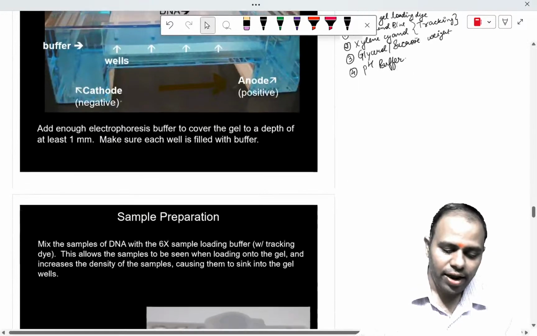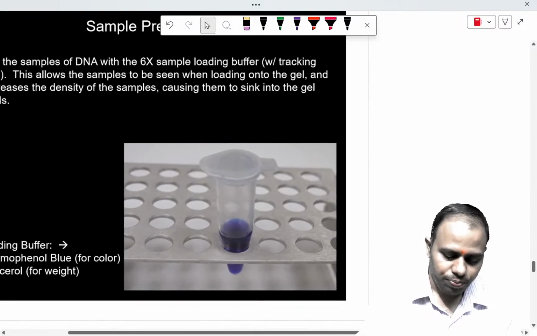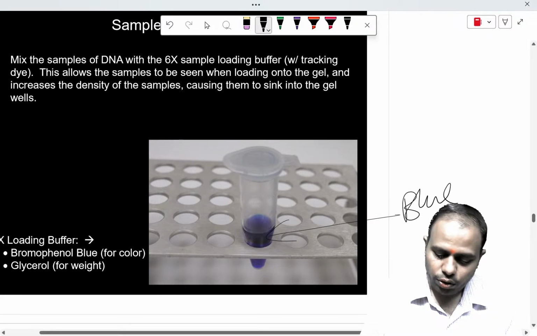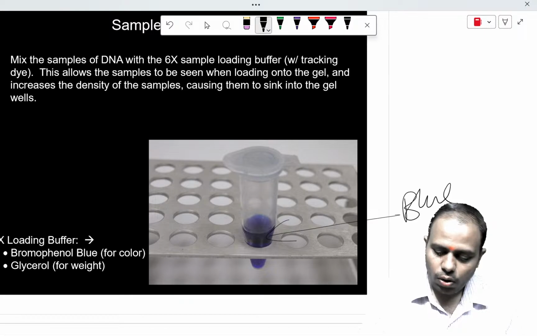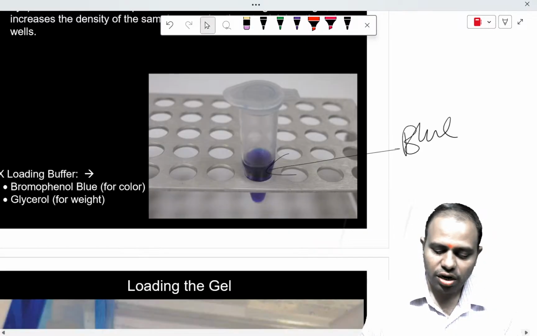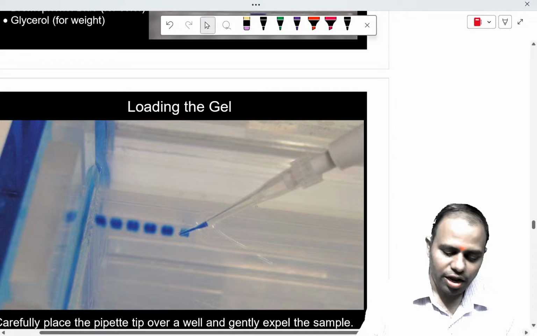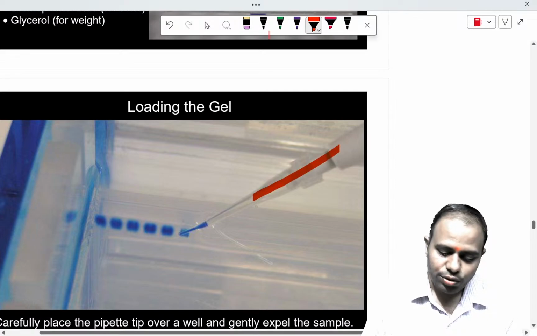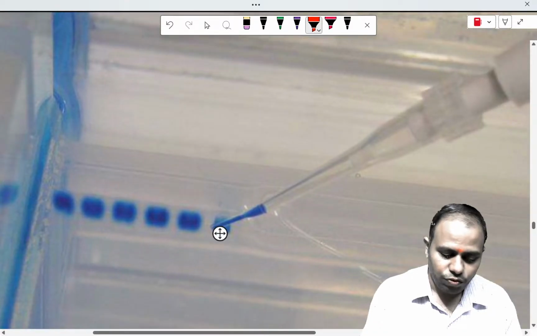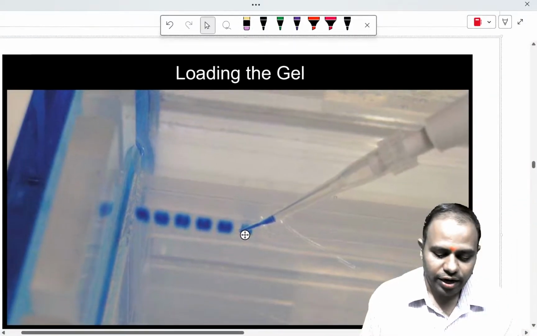This is to be added into the gel. See here, this looks like a blue colored dye, so that we can see the sample. Generally this dye is available in 6x or 3x or 2.5x concentration. We have to make it 1x and then use it for electrophoresis. Then using a micropipette, this is the micropipette that you can see here, the wells that we have created have to be carefully loaded with the DNA.